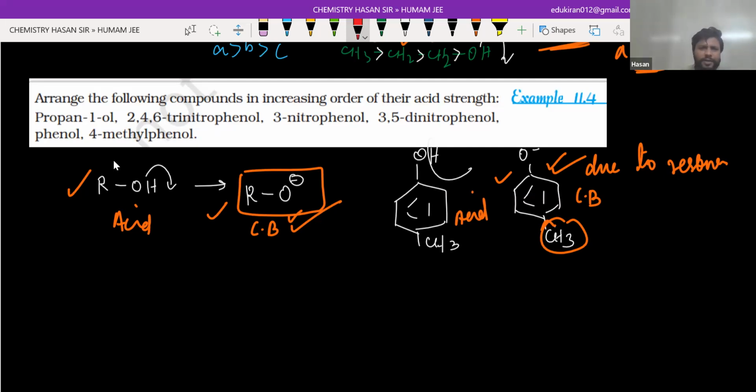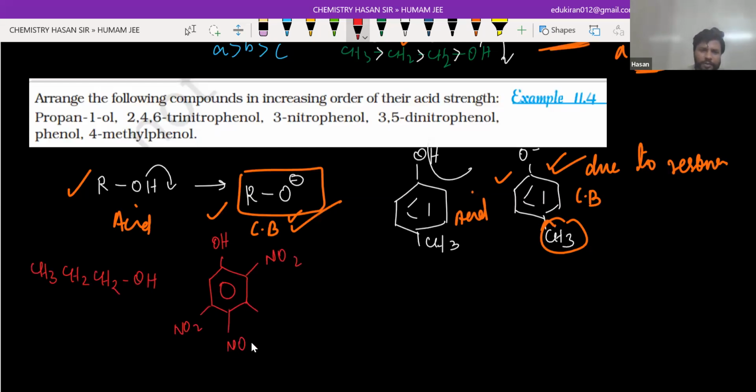So very simple it is. If you are going to draw the structure, this is your... you are not audible. No, still not audible. I don't know. Two, four this, six this. The rest I don't know.